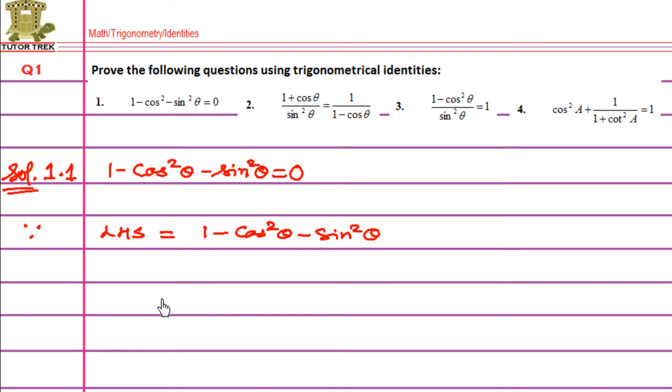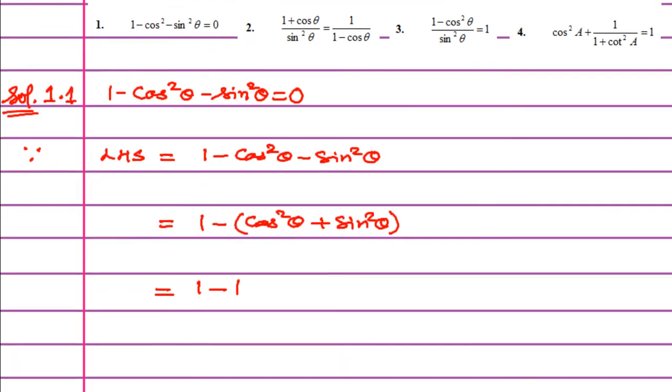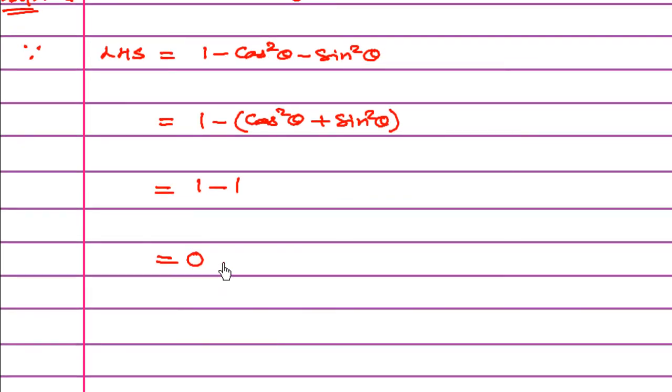So what we have to do, we know that. First, we take minus outside from these two. So 1 minus cos square theta plus sin square theta is equal to 1 minus 1 finally, which is equal to 0, and this 0 is equal to RHS. So here LHS is equal to RHS.